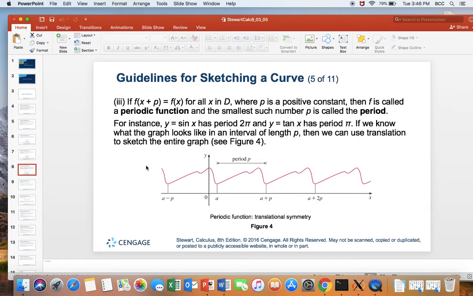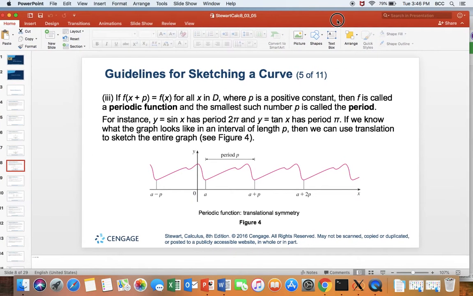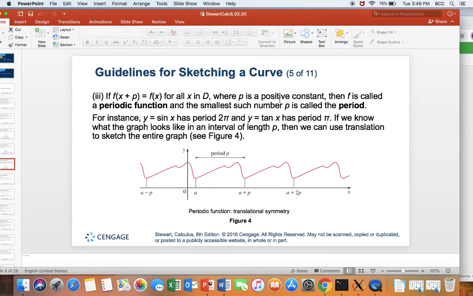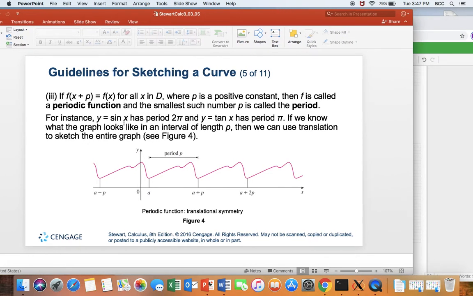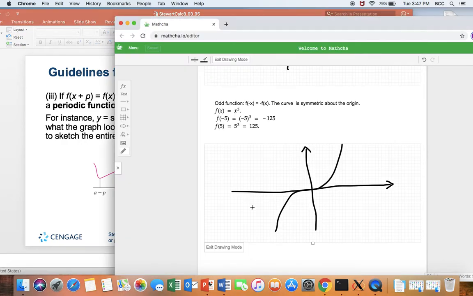Next, periodic functions. So if you have a positive constant p such that f of x plus p is f of x for all numbers in the domain, then f is called a periodic function. The smallest such number p is called the period, okay? For instance, you have sine x. Sine x has period of 2 pi. After every 2 pi, it repeats, whereas tan x has period pi, okay? If you know what the graph looks like at an interval p, then you can use translation, okay? So I hope this is clear.